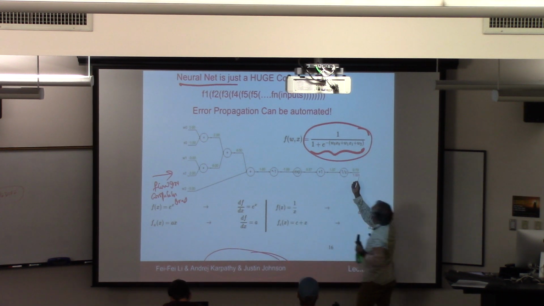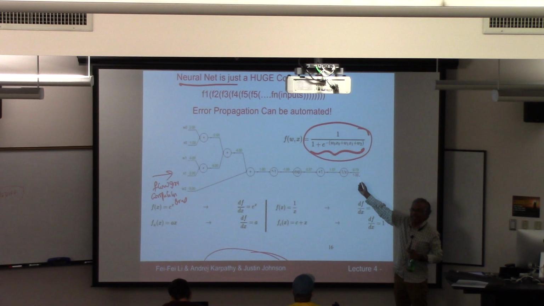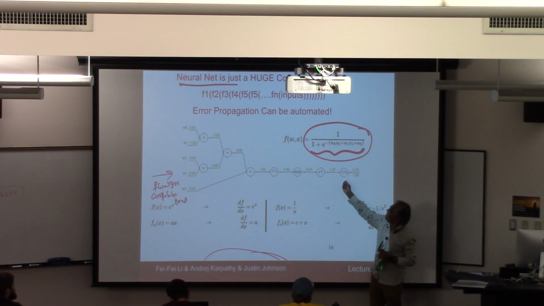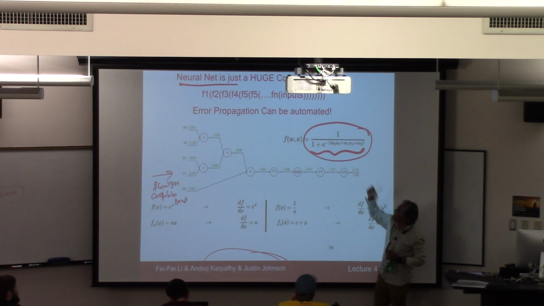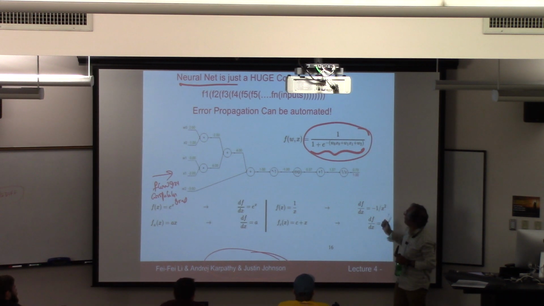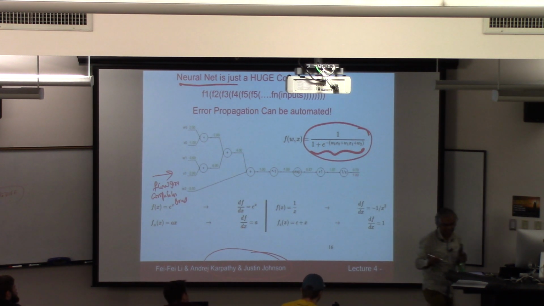So you start here. In the beginning, the error is e, and the error differentiated with respect to itself, the gradient, is 1. df by df is 1. Then you pass that through 1 over x, where x is 0.73. And then you get minus 1 over x squared here.